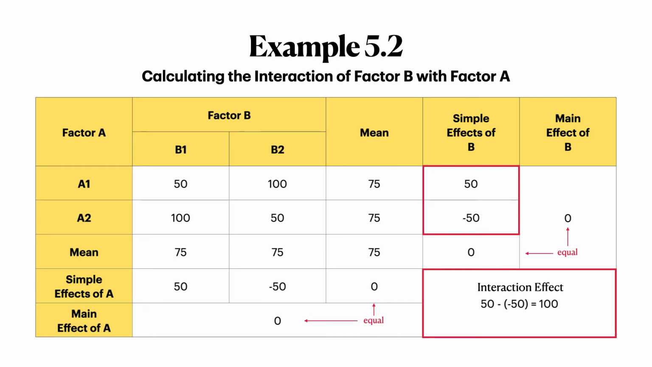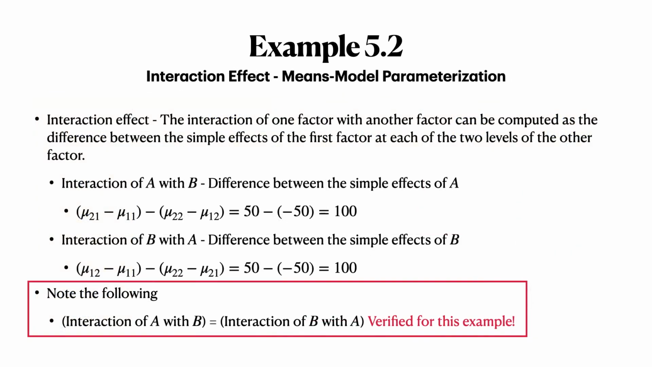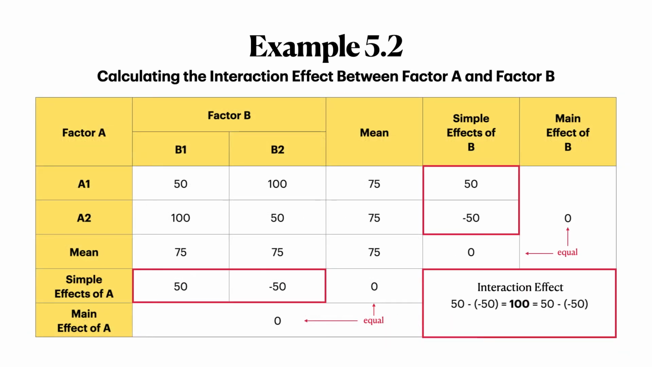Okay, and so this particular way of looking at the interaction of B with A is demonstrated on this slide in the context of our table. So the difference between the simple effects of B at A1 and A2, so 50 minus a negative 50, gives us, again, a value of 100. And so again, we have verified numerically, in this example, that the two ways of looking at the interaction produce the same value, the value of 100.